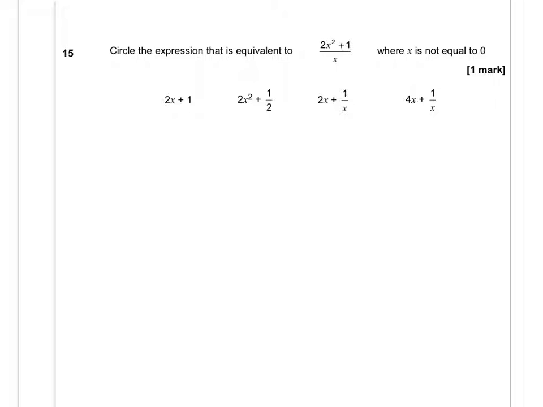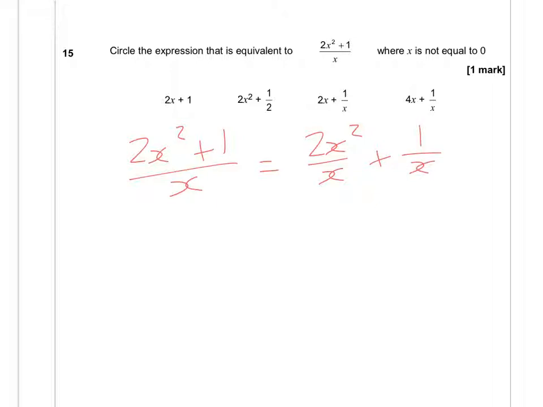Question 15 is another tricky 1-mark question. What we need to realise is that 2x squared plus 1 over x can be rewritten as 2x squared over x plus 1 over x. So that means we've got 2x squared over x, which simplifies to 2x, and we're adding on 1 over x, which can't be simplified. So the answer is 2x plus 1 over x.